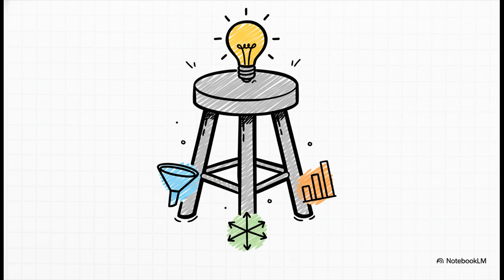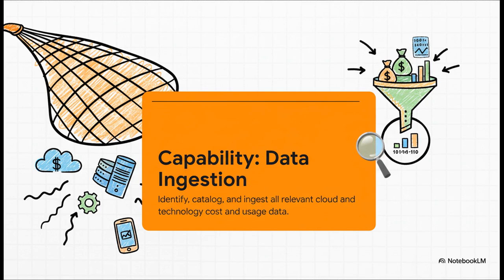So the first leg of our stool is data ingestion. And this is all about casting the widest net you possibly can. You can't understand the full picture if you're only looking at your AWS or your Azure bill. No way. You have to pull in data from your SaaS tools, your CDN, your observability platforms, literally everything. The rule is simple. If it's part of your tech spend, it needs to be counted.